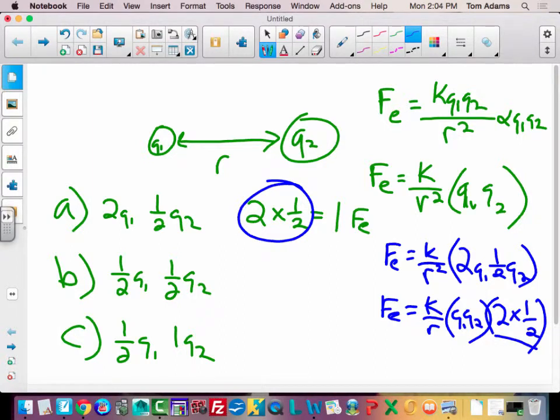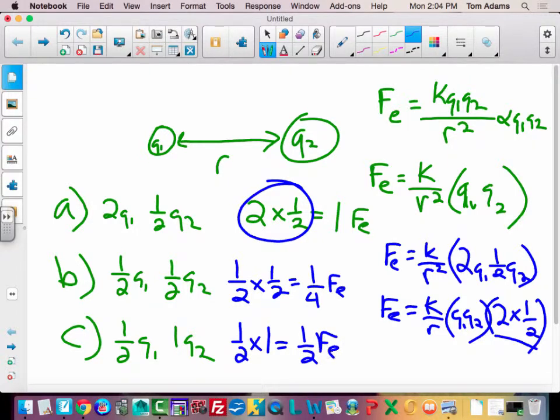So now the next one would just be 1/2 times 1/2, which is equal to 1/4 times whatever the original force would have been. And then the next one will be 1/2 times 1, which would be equal to 1/2 times whatever the original force is.